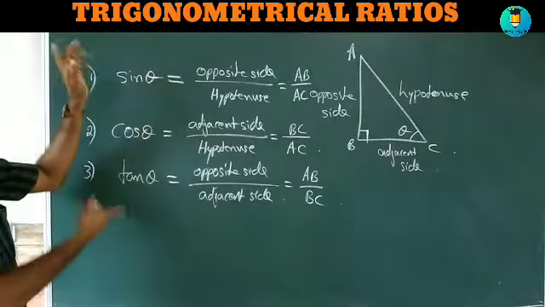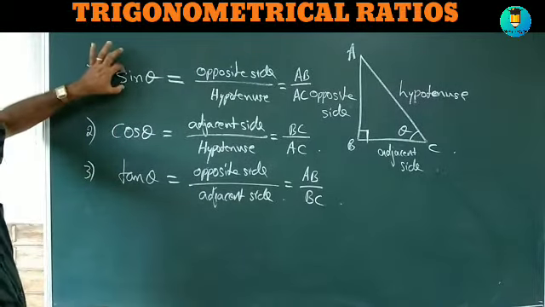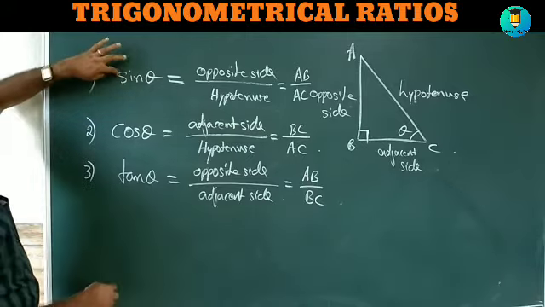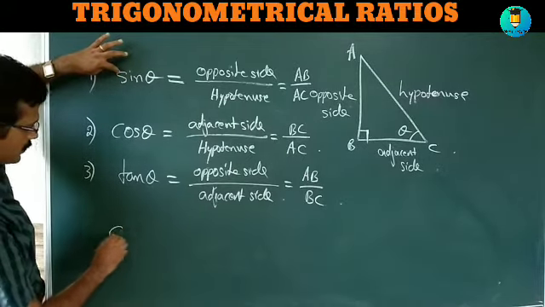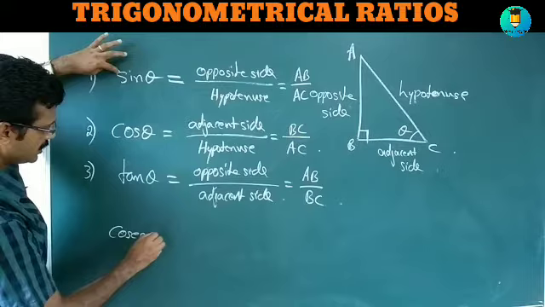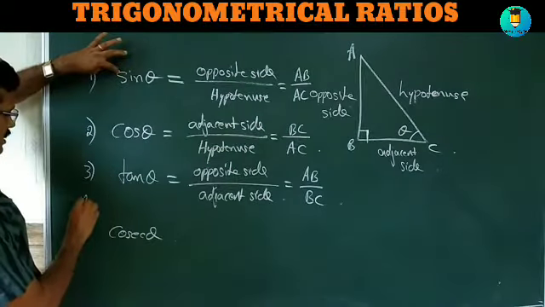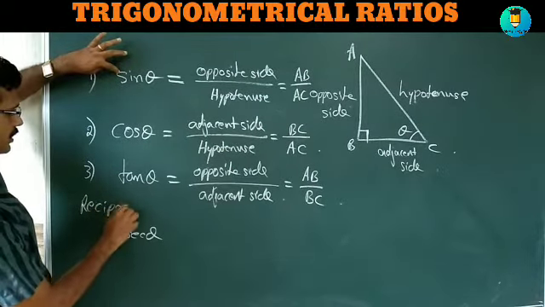Now if I go for the reciprocals of these, the reciprocal of sin theta, we write it as cosec theta. It is the reciprocal ratio. These are known as reciprocal ratios.